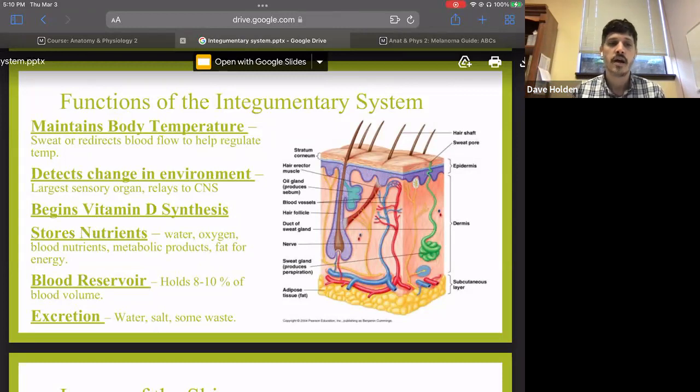The skin also serves as a reservoir for blood. So if you have a little bit of extra blood, where is it going to go? It's going to get stored in the skin. At any given time, your skin is holding about 8 to 10% of the total blood volume. So all the blood in the body at any given time, 10% of it is in the skin. Another huge portion of the blood is in the brain at any given time, and an even larger portion of the blood is in skeletal muscle at any given time.